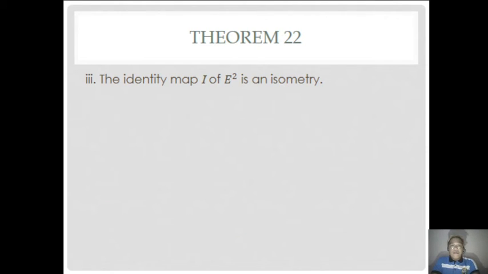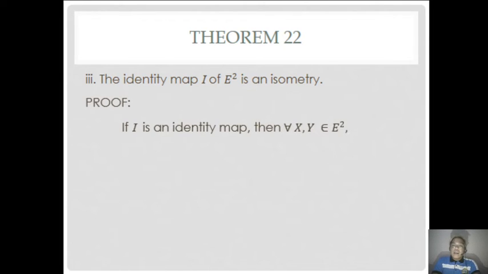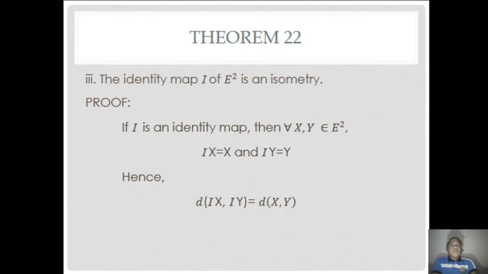Now let's have the third stipulation. It states that the identity map I of the Euclidean plane is an isometry. Here's the proof. If I is an identity map, then for all x and y elements of the Euclidean plane, it holds that the identity x is equal to x and the identity y is equal to y. Hence, the distance of the identity of x and identity of y is equal to the distance of the ordered pair containing x and y. Therefore, the identity is an isometry. So that ends the proof of theorem number 22.